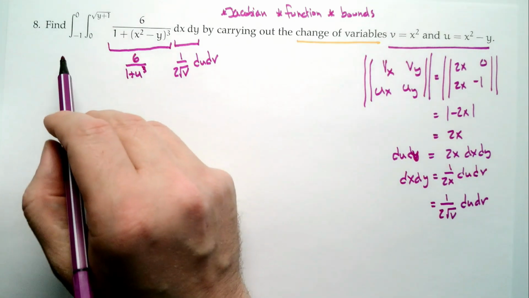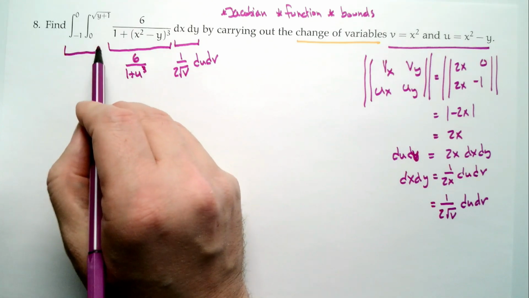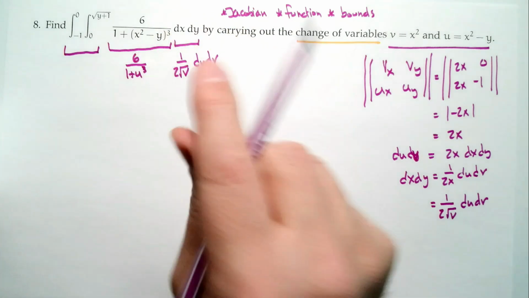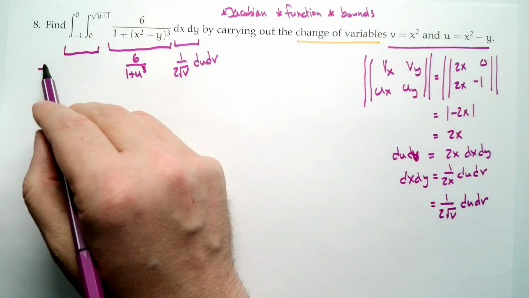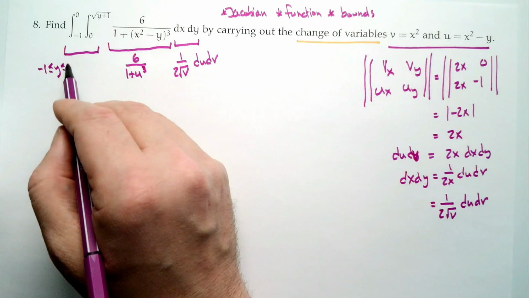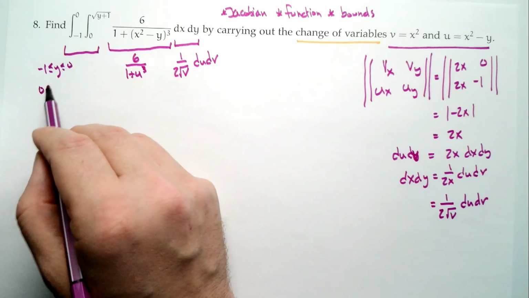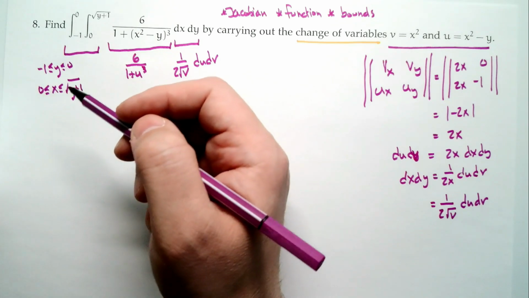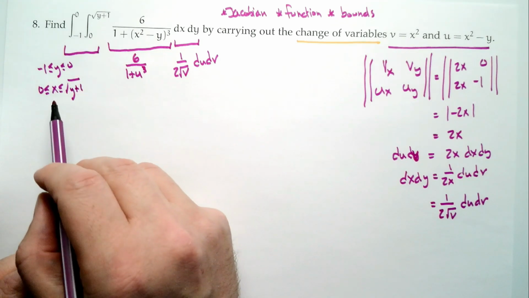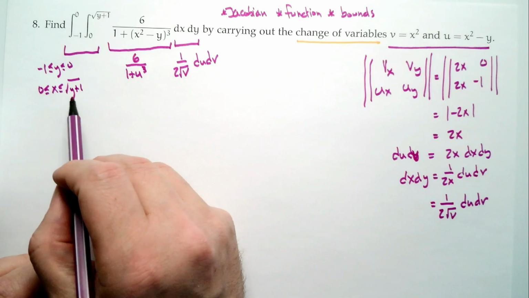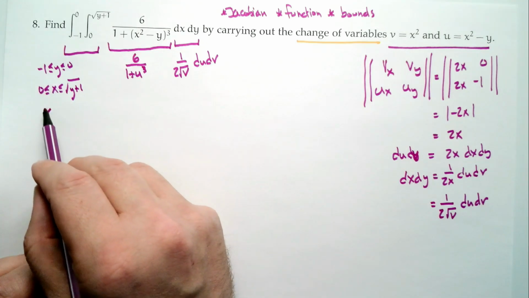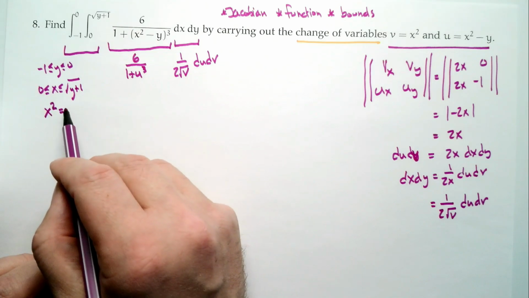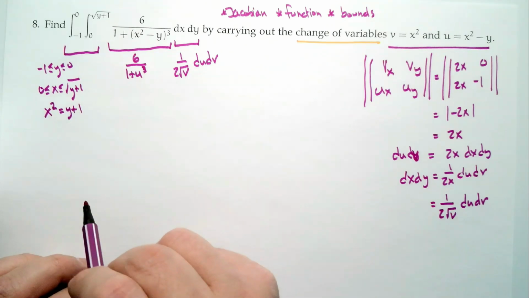So that brings us to our bounds. Let's work on our bounds. So here, what do we have? Well, y goes from negative 1 up to 0, and x goes from 0 up to square root of y plus 1. Now, this curve x equals square root of y plus 1, maybe that's not the most clear. So that's the same as x squared is equal to y plus 1.